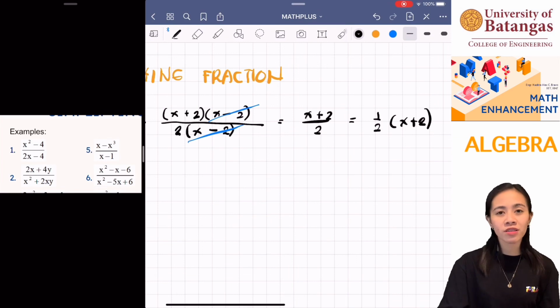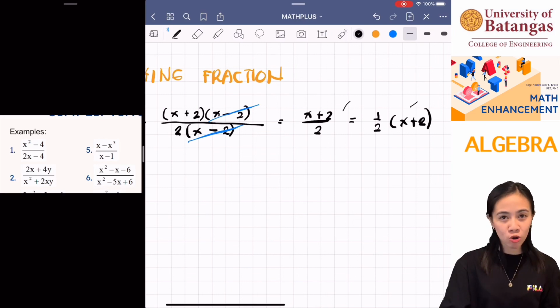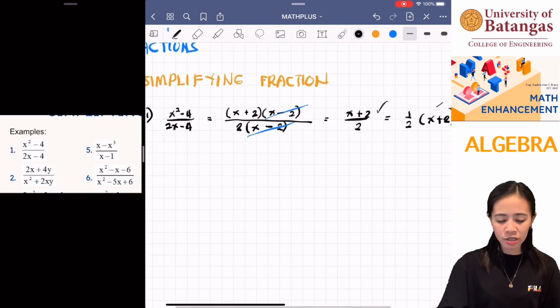Kasi I experienced students before in calculus na kapag tinanong mo kung parehas ba to at ito, sinasabi nila na magkaiba. Parehas lang po yan, ha? Okay? Nilabas lang natin yung constant, which is a fraction. In this particular expression, naging ganito lang itsura niya. Okay? Next, let's proceed with number 2.